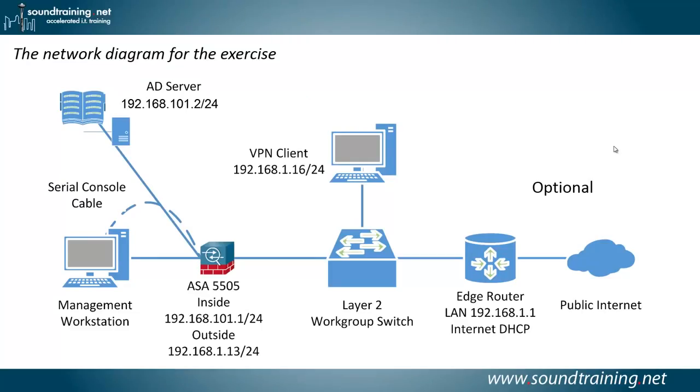Here's our network diagram for the exercise. You'll need an Active Directory server, and actually you could use any Radius server with what I'm going to show you, but we're going to do this with Active Directory. And you'll need a management workstation connected to the ASA using a console cable, because everything I'm going to show you is going to be done in the command line interface.